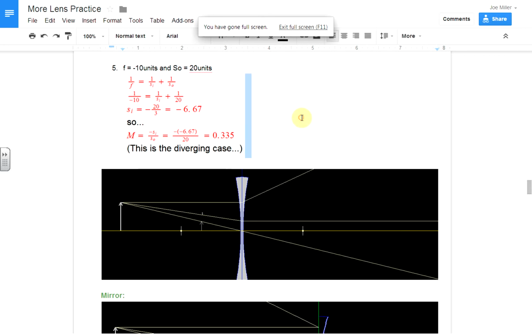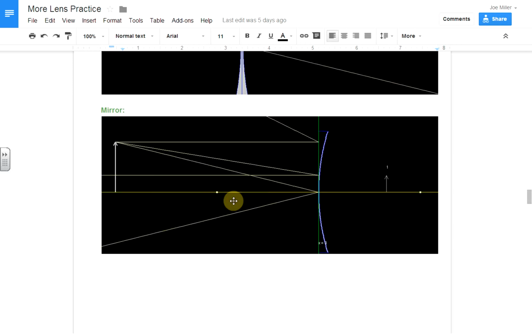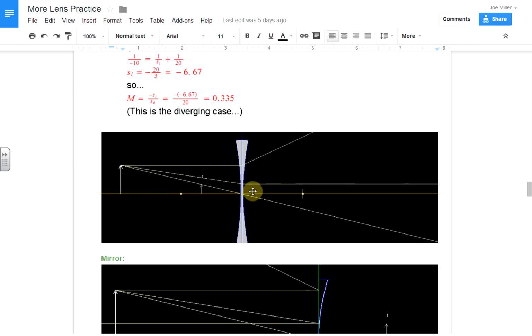All right. Welcome to number 5 on the More Lens practice. We're going to take a quick look at what we do when we have a diverging lens or a diverging mirror. And the first thing we're going to look at is the math.